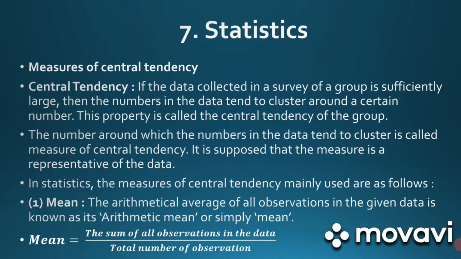The first is mean. The arithmetical average of all observations in the given data is known as its arithmetic mean or simply mean. It is also known as average. Mean is equal to the sum of all observations in the data upon the total number of observations.